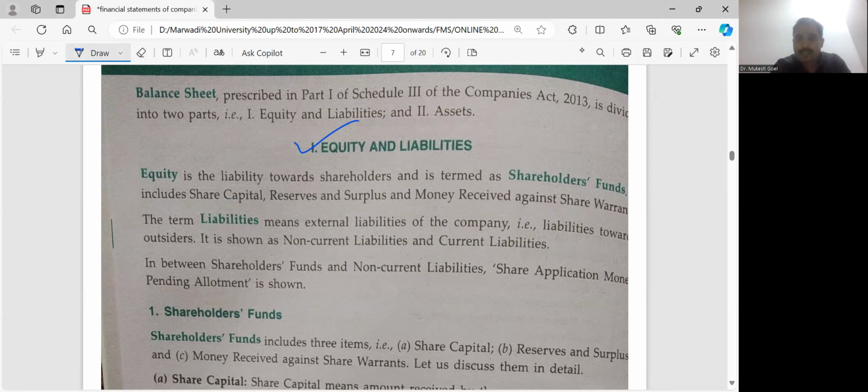The term liability means the external liability, liability towards outsiders. It is shown as non-current liability and current liability. So external liabilities are of two types. Non-current liability means liability payable after more than 1 year, and current liability means liability payable within a year.